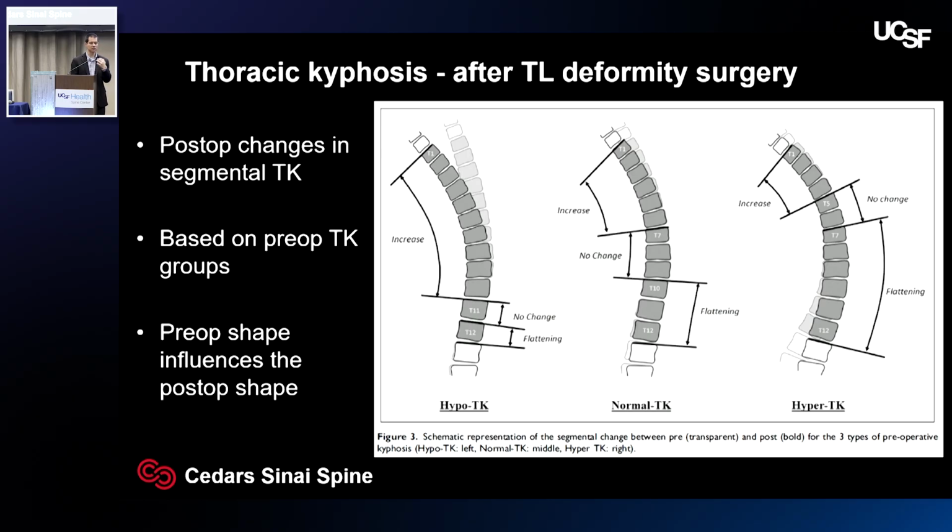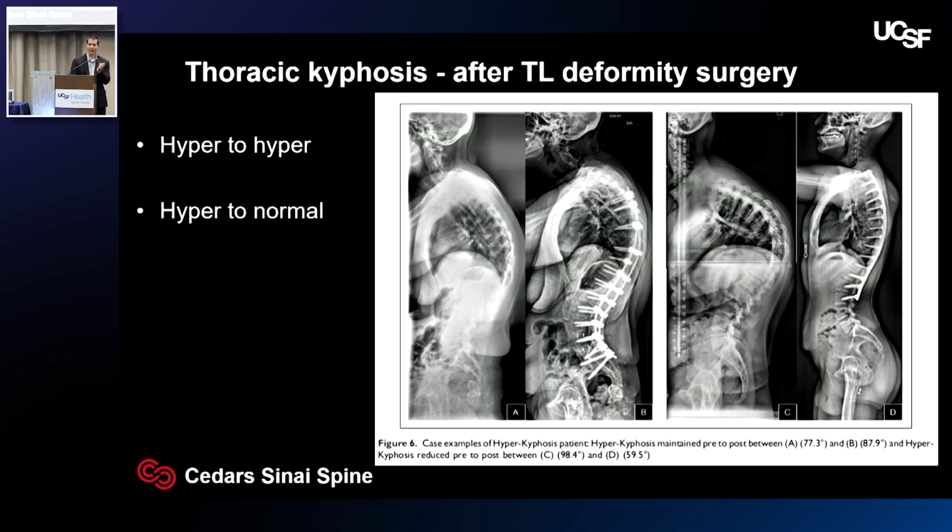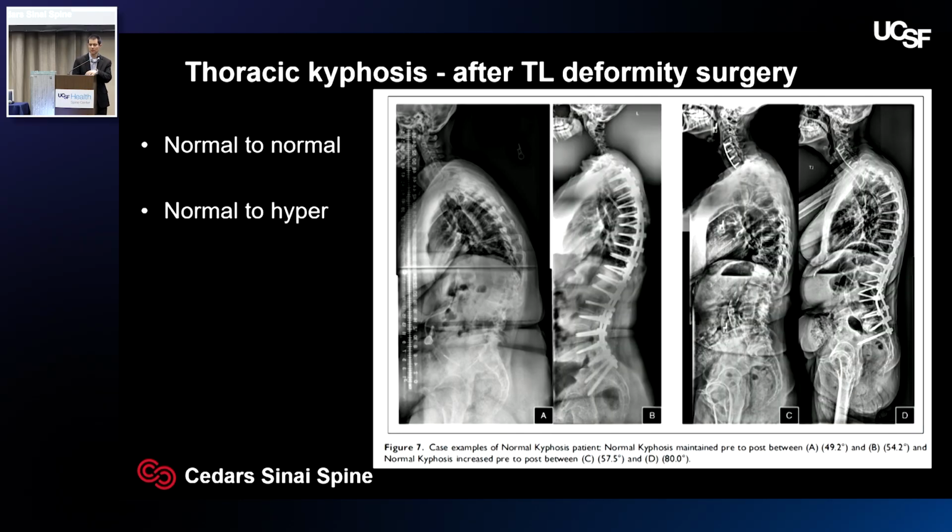These are considerations for surgery planning. Here are some examples from the paper. On the left, hypo to hypo, it stayed the same, whereas on the right, they went from hypokyphotic to a normal kyphosis based on their definition of 30 to 70 degrees. Here's hyper to hyper, so the patient stayed hyperkyphotic afterwards. Hyper to normal is more like a Scheuermann's case that we just discussed. Normal stayed normal, and then you can always make them hyper as well. So there's a lot of control over the spine when you're including the thoracic spine in your constructs.